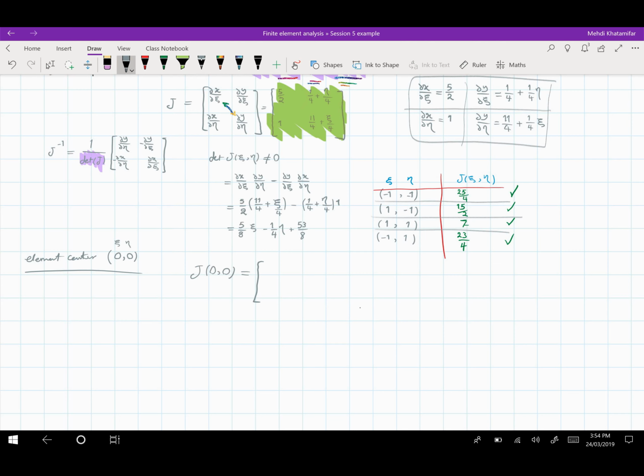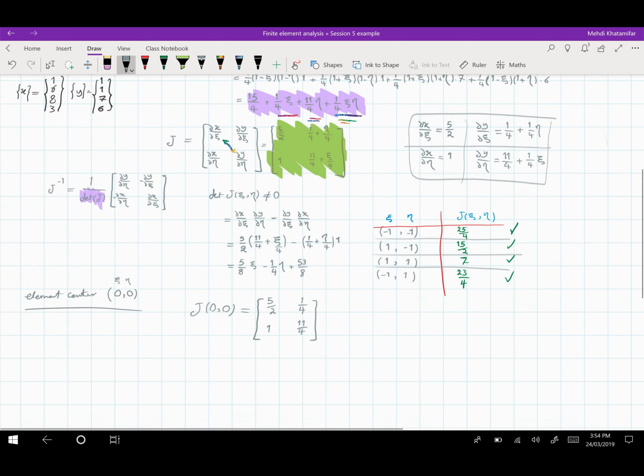So it is going to be 5/2. If I put 0 for eta, it is going to be 1/4, 1, and 11/4 when psi is 0. So for this local coordinate 0, 0, which represents the center of our element, the Jacobian is going to be this matrix.